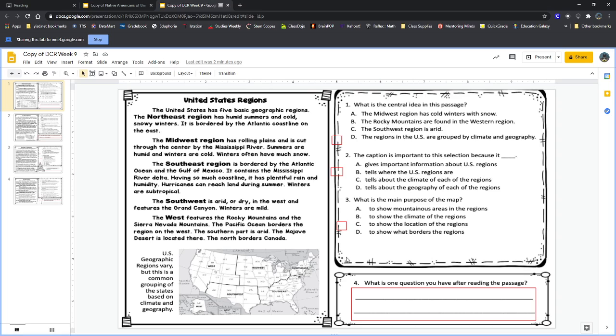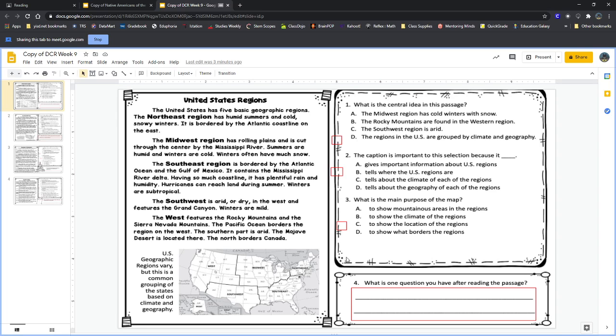The Southeast region is bordered by the Atlantic Ocean and the Gulf of Mexico. It contains the Mississippi River Delta. Having so much coastline, it has plentiful rain and humidity. Hurricanes can reach land during summer. Winters are subtropical. The Southwest is arid or dry in the west and features the Grand Canyon. Winters are mild. That means the winters aren't very cold.